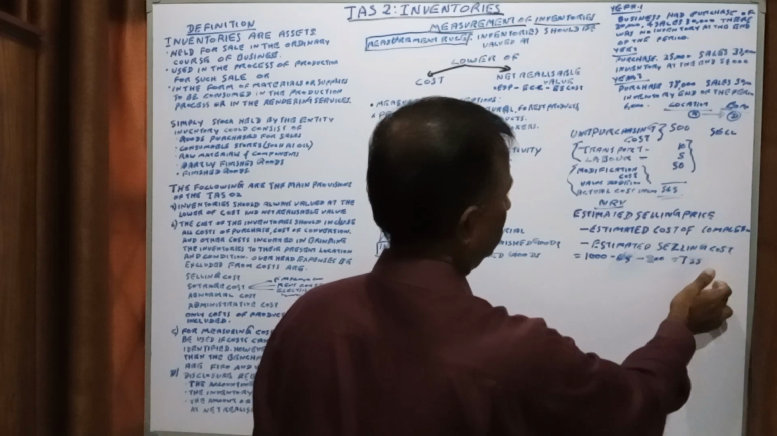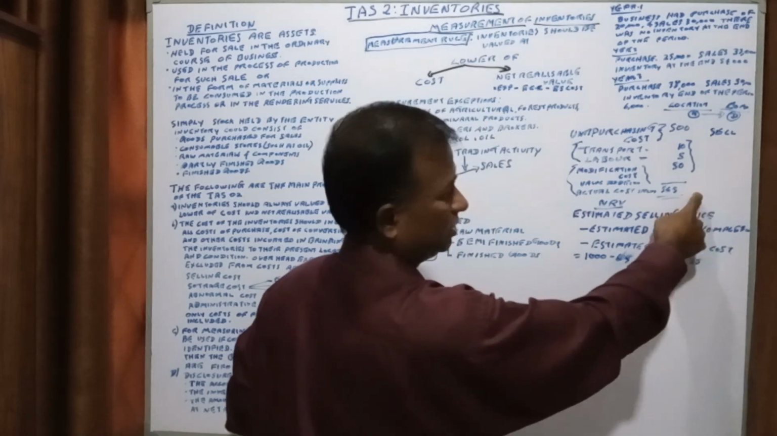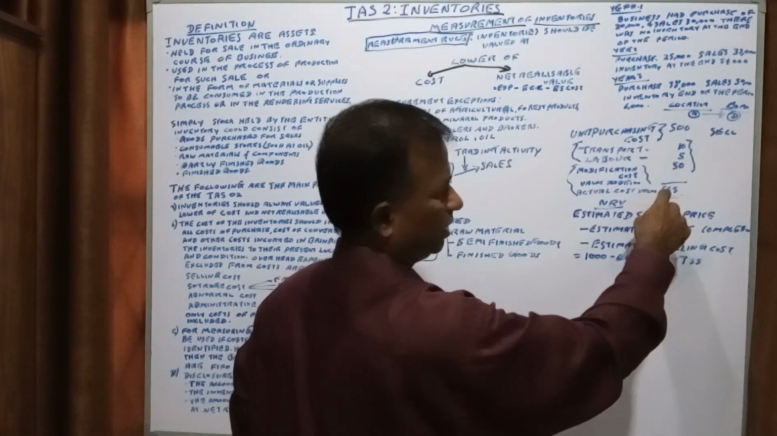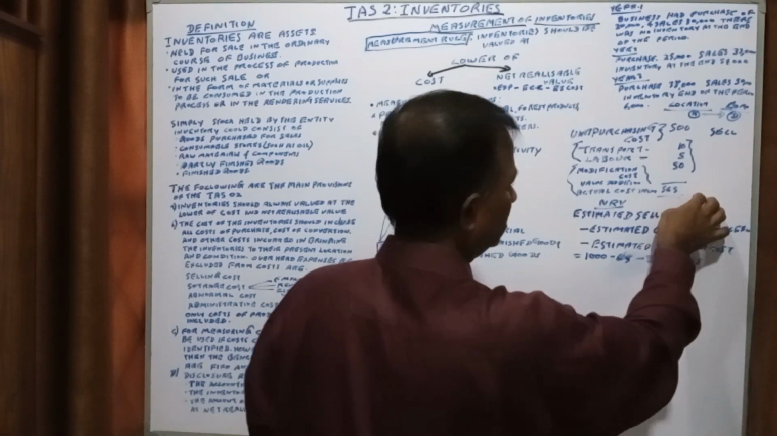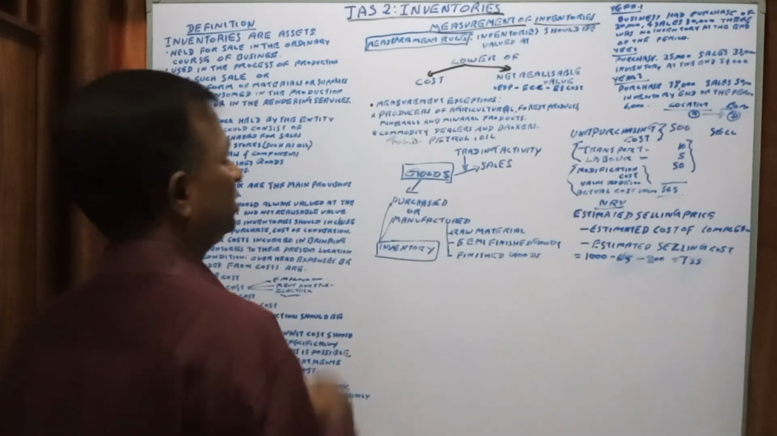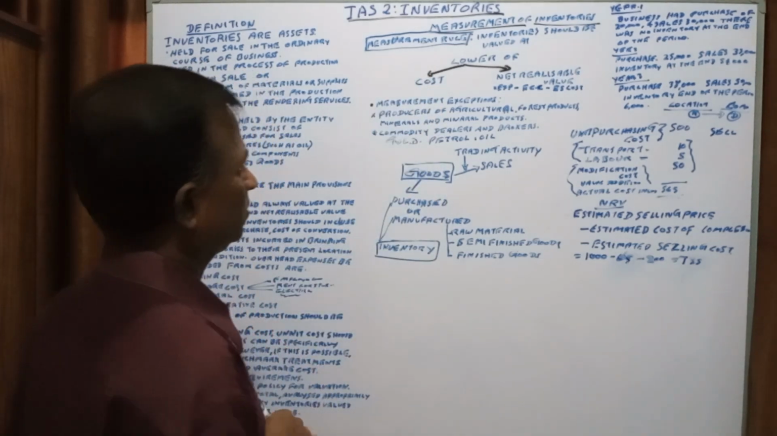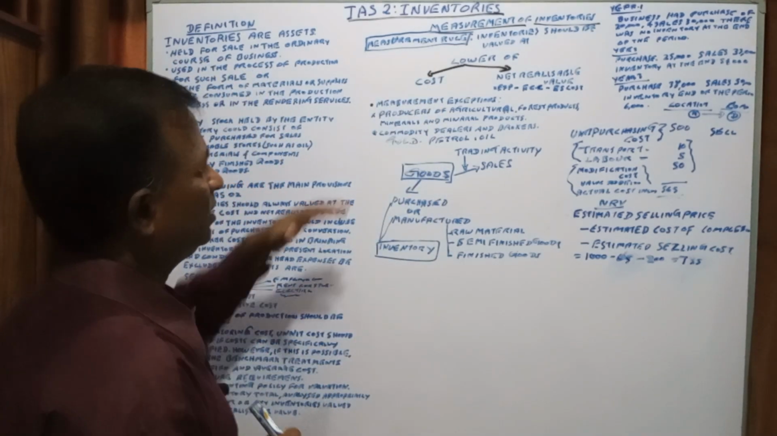So whichever is lower, which one is lower, this one or this one? 565 is lower or 735 is lower? 565 is lower. So we are going to take the cost, right?